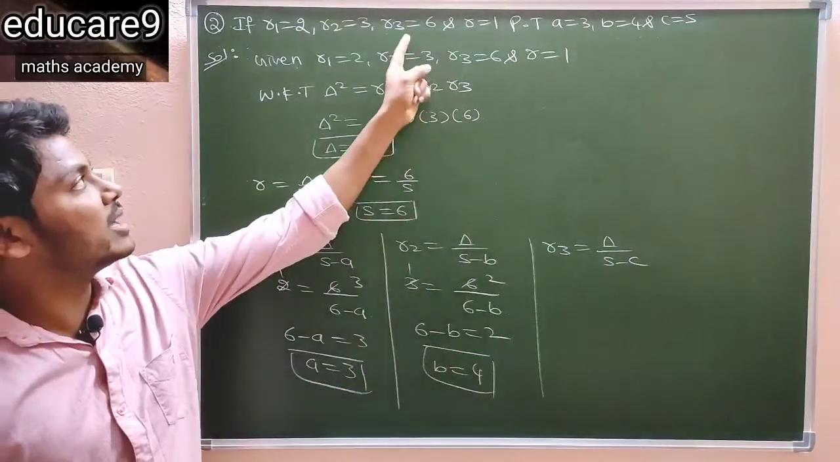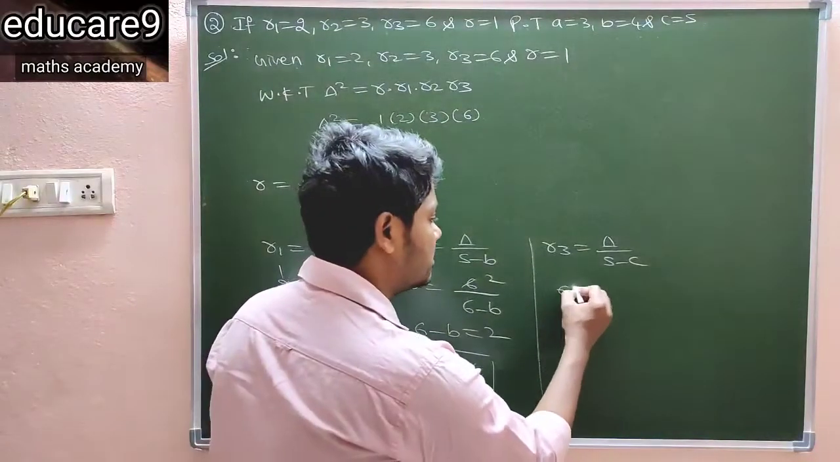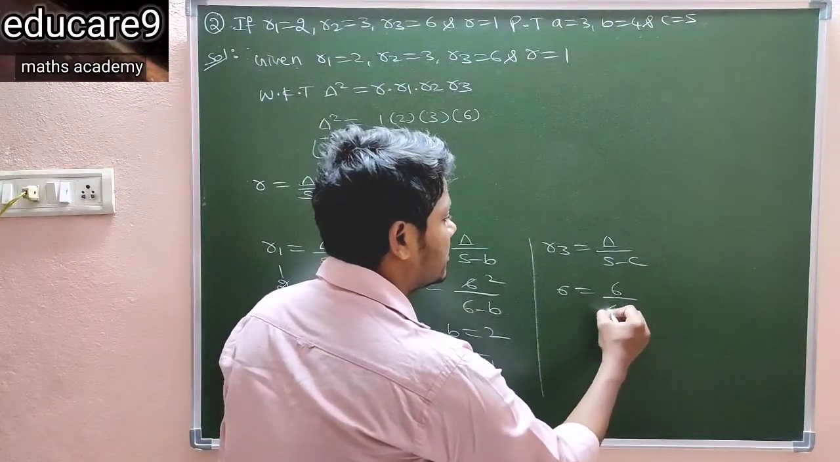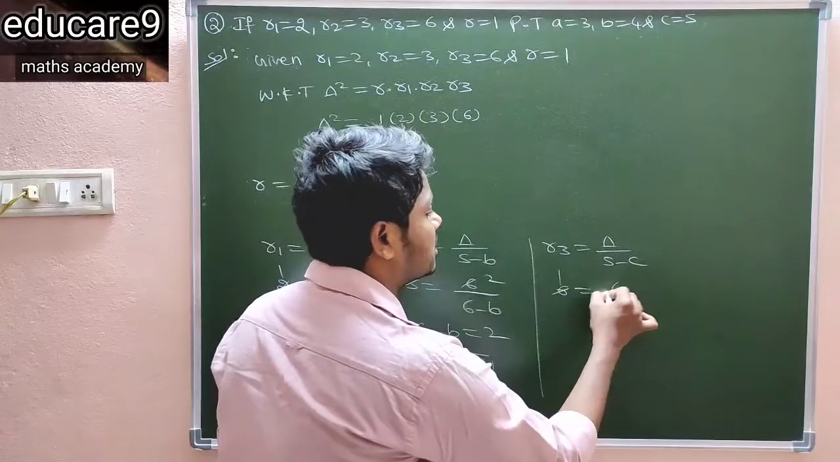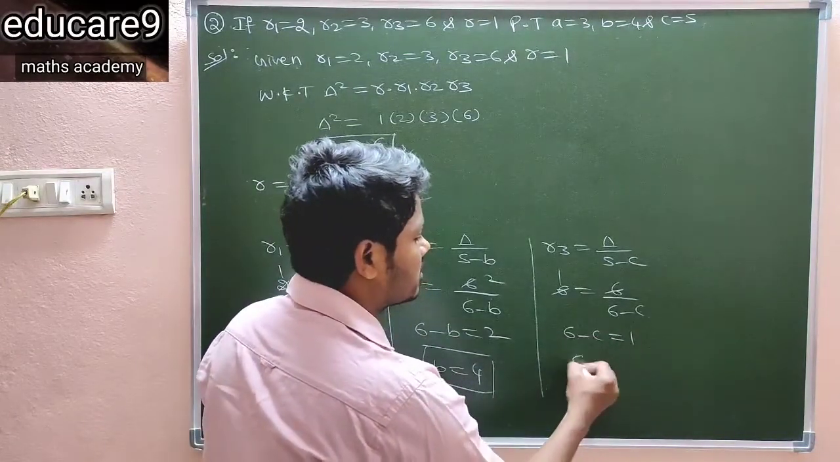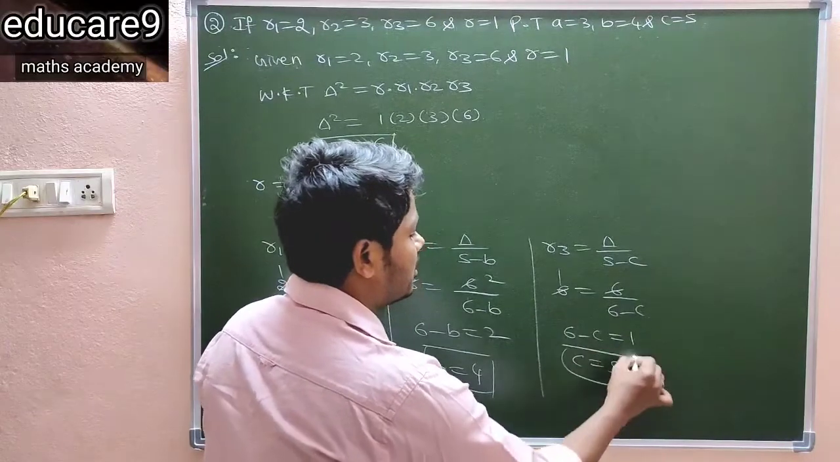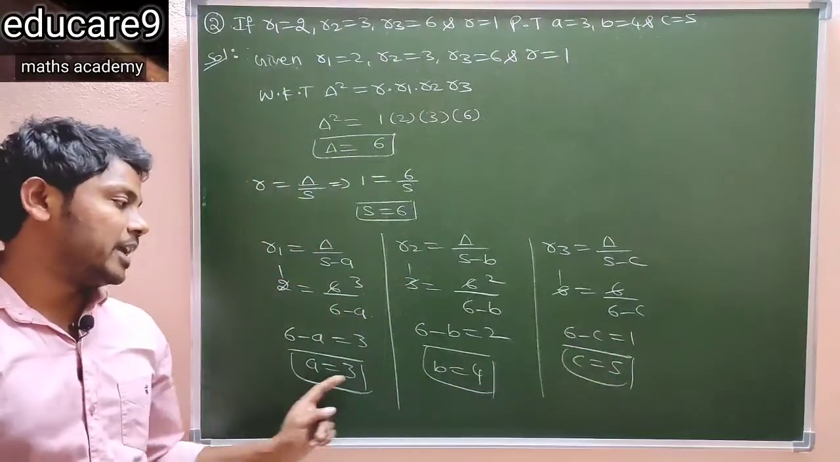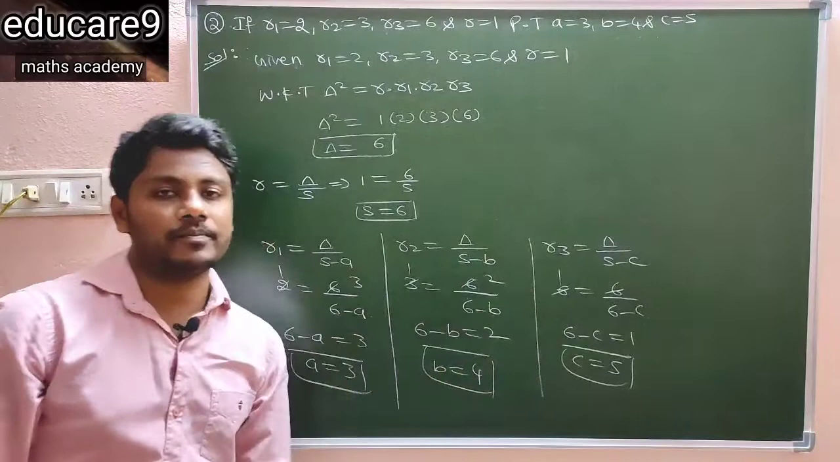Okay. So next one, small r3, that is delta by s minus c. So r3 is given, it is 6, equal to 6 by 6 minus c. 6 into 1 is 6. Here 6 minus c is equal to 1. So c is equal to 5. So these are the values of a, b and c.